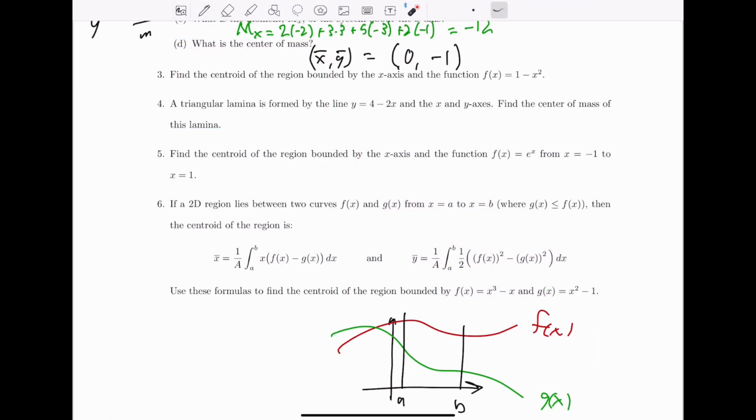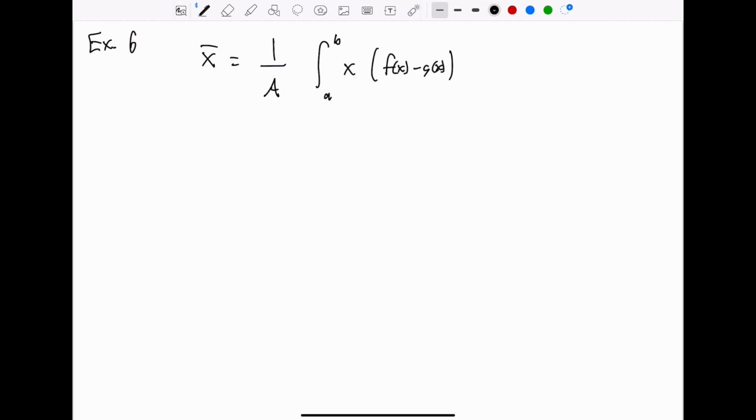So now that we've seen a picture of what these two curves look like, let's go ahead and analytically use these formulas to find the centroid of this region. So the x component is x bar equals 1 over the area times the integral from a to b, x times f of x minus g of x dx.